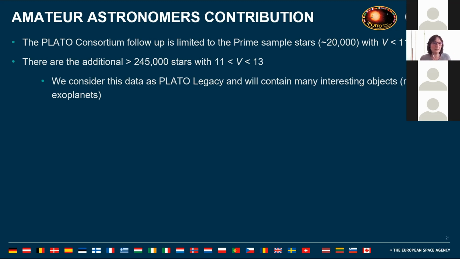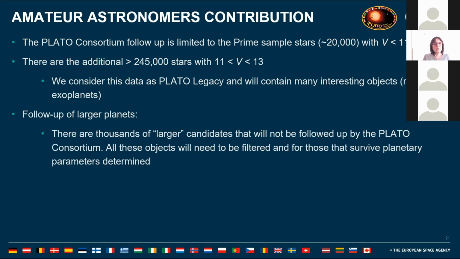That is the PLATO legacy that will contain many interesting objects, not just exoplanets, and indeed will be completely open for the community. But I would like also to highlight that even for the prime sample, because after 1 year it will be public, the community will have the opportunity to do follow-up. So clearly a contribution from amateur astronomers could be on the larger planets, because probably the resources of the professional observatories are going to be less dedicated.